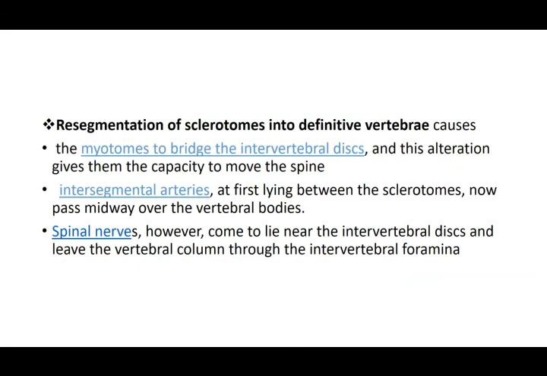Resegmentation changes the myotomes to bridge the intervertebral disc, that is, they shift from the center of the body to the intervertebral disc. The intersegmental arteries come to the level of the middle of the body, and the spinal nerves to the level of the intervertebral disc.